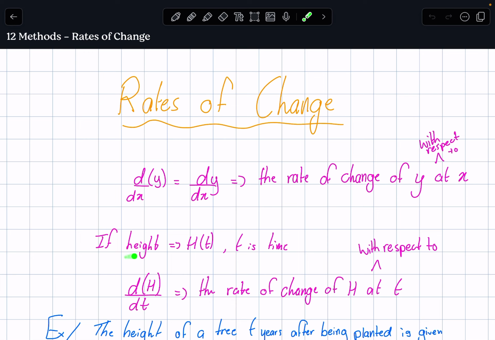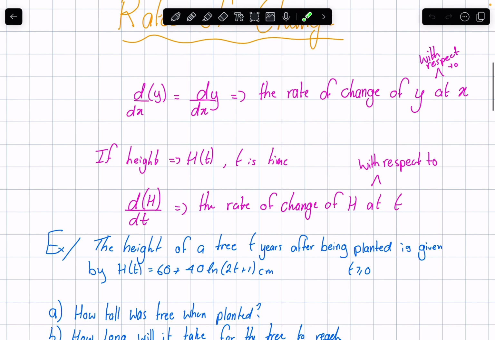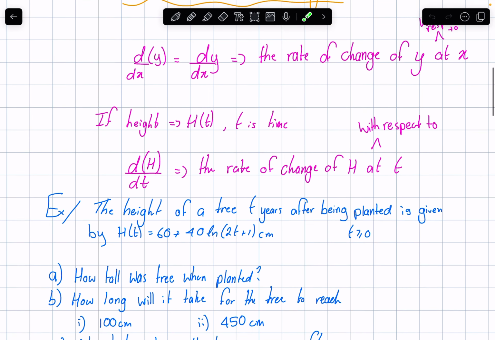So for example, if I have the height given by h of t, and t is time, then dh by dt, the rate of change of h with respect to t, is exactly what I've got written here. So we treat it just like a normal y equals or f of x equals function with respect to x. However, t is now the variable we use and h is the name of our function. So it's still the same sort of idea as what we've been doing. We're just putting different labels on it now. So let's have a look at an example.